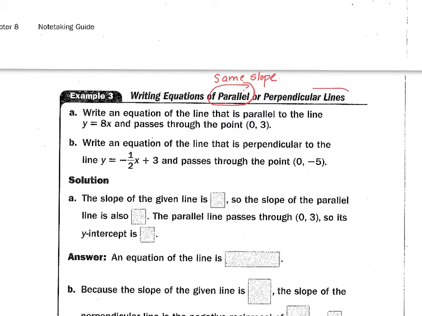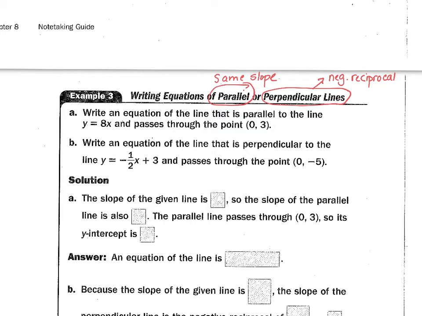What about perpendicular lines? Sam? They are the exact opposite, so they're going to intersect at a 90-degree angle. They intersect at a 90-degree angle, but they're not the opposite. They are the what? Reciprocal. They're the actual negative reciprocal, right? Or the opposite reciprocal.